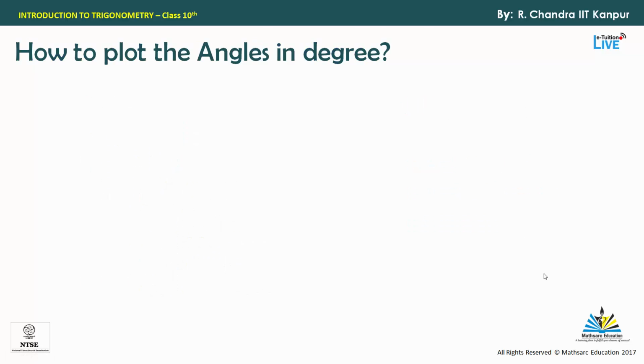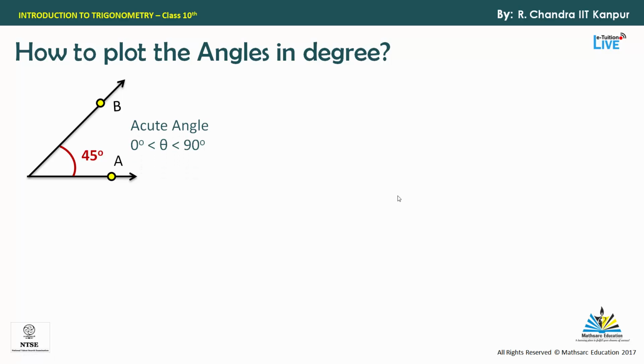Now the question is how to plot the angle in degrees. Some of you may have plotted angles in lower classes. So let me show you. These are the two rays, and I made this angle 45 degrees. So this is 45 degrees, and we call this an acute angle. Why is it so? Since this angle is between 0 and 90 degrees.